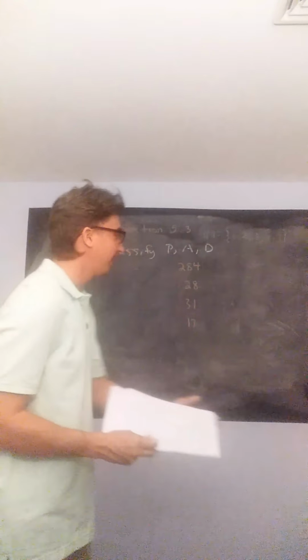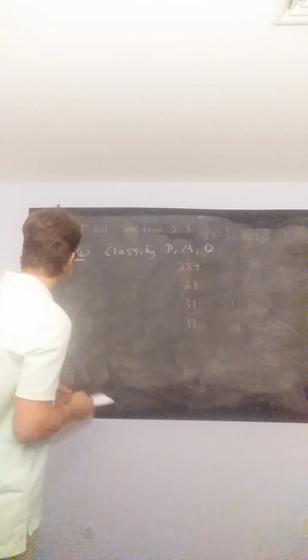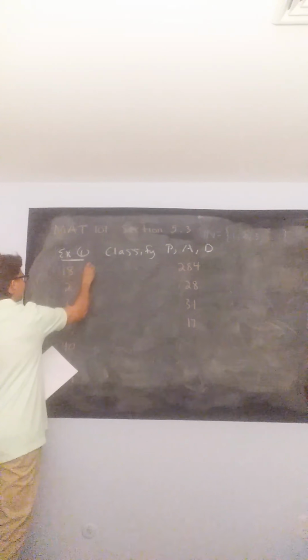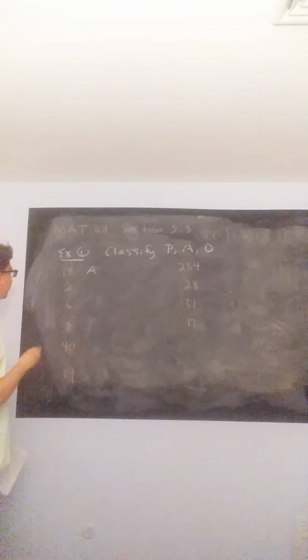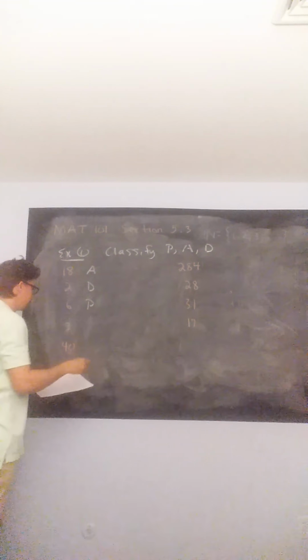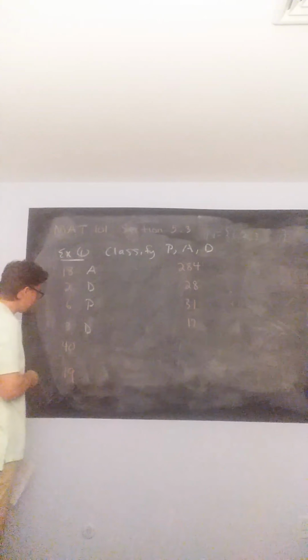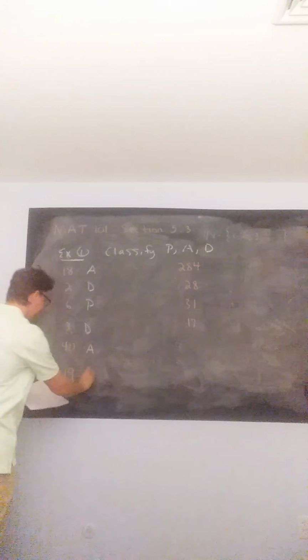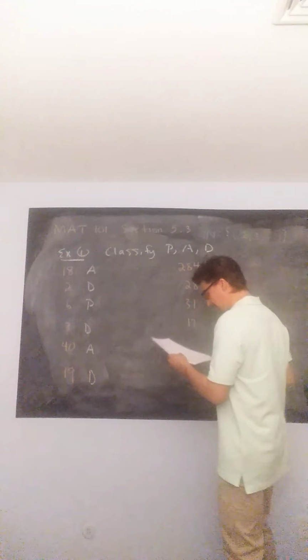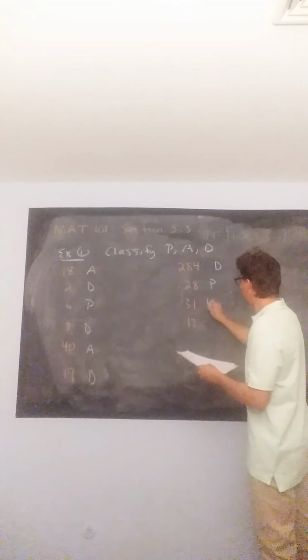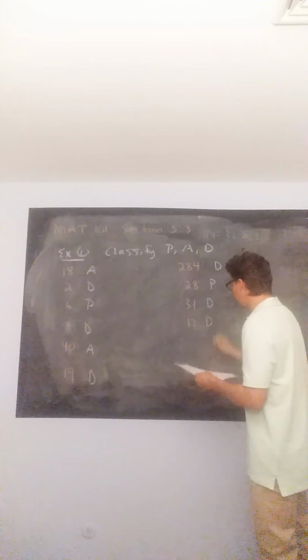Okay, hopefully you had enough time to figure these out. So let's go through the answers here. The number 18 would be abundant. The number 2 is deficient. Number 6 is perfect. Number 3 is deficient. The number 40 is abundant. The number 19 is deficient. 284 is actually deficient. 28 is perfect. 31 is deficient. And 17 is deficient.